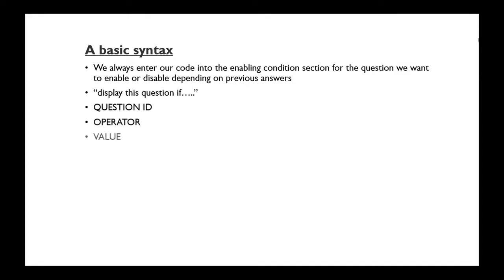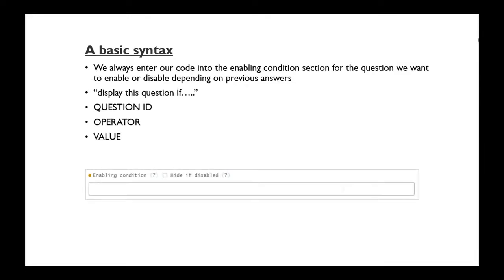Let's take a look now at some of the syntaxes we're going to need to implement our enabling conditions. In the Designer tool, we're going to always enter our code into the enabling condition box for the question which we want to display or not display, depending on previous answers. A basic syntax you can hold in your mind before the enabling condition box is to say display this question if. Then we'll use a question ID of a previous question, followed by an operator, followed by a value.